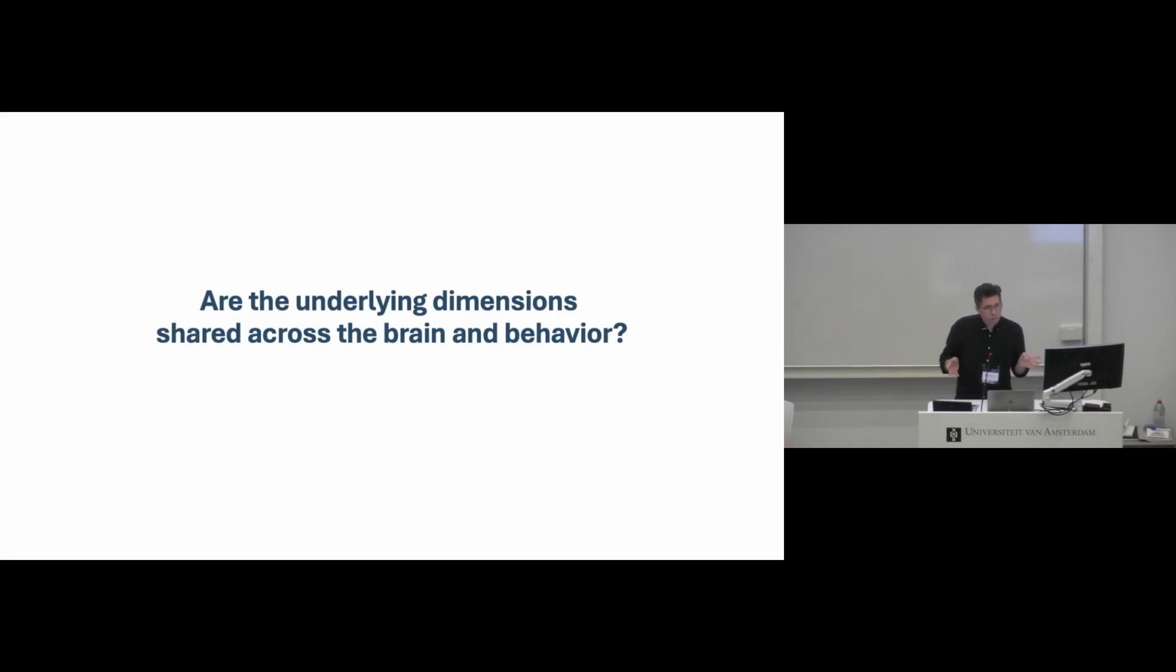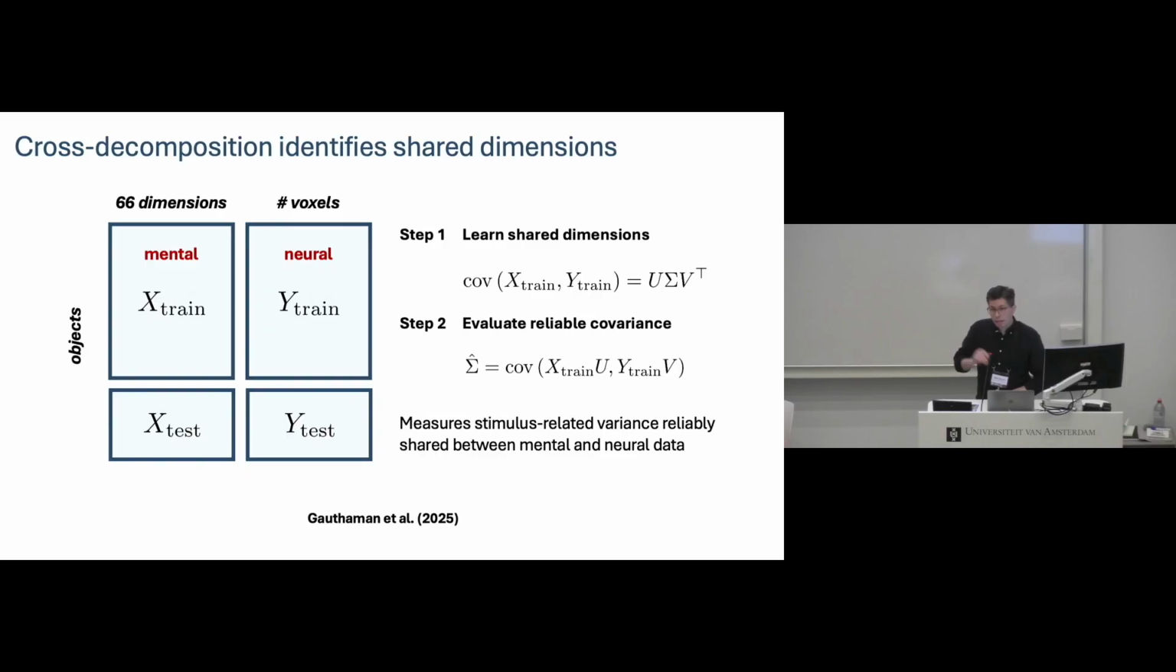Okay, so what I've shown you so far is that the way in which variance is distributed across the latent dimensions in these representations looks very similar in the brain and in behavior. But we can go further than this because there's both fMRI data and behavioral data for these images in the THINGS data set. So we can ask, are the underlying dimensions actually corresponding across the brain and behavior? Not just is the shape of the eigenspectrum the same, but also are the dimensions corresponding to one another? So that's what we did in the second analysis here.